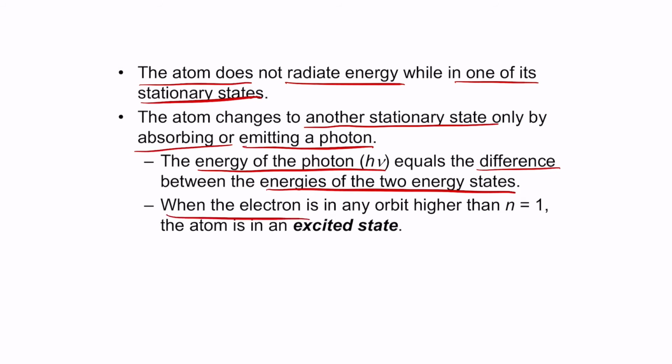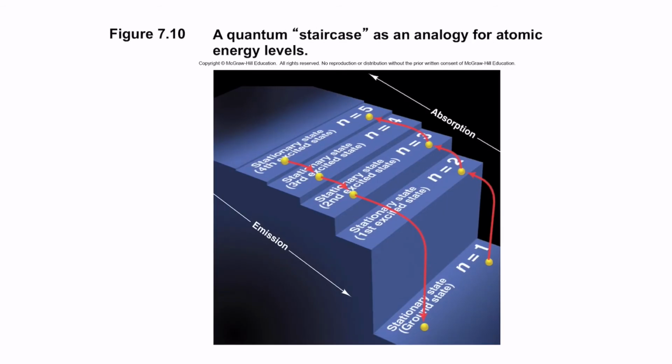Now, when the electron is in any orbit higher than 1, we call that an excited state. So remember these terms, excited and ground states. What happens here in terms of the absorption spectrum and emission spectrum? When the electron jumps from the first orbit to the second orbit, it absorbs some energy. From the second orbit to the third orbit, it also absorbs some energy. From the third orbit to the fifth orbit, it also absorbs some energy.